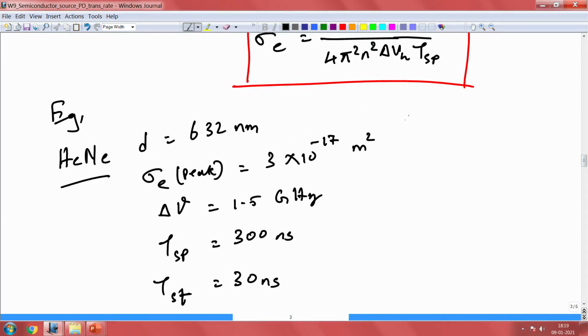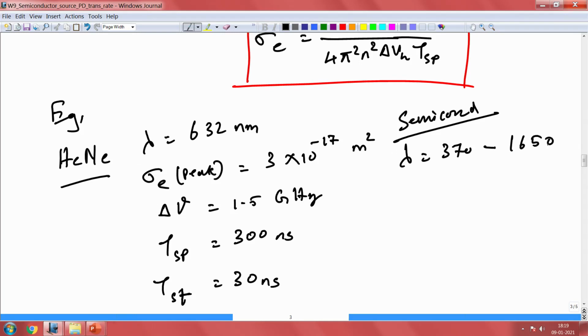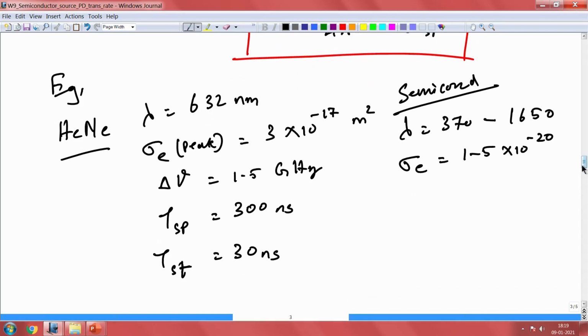You could also have them for semiconductors. For a semiconductor the values are pretty broad. Your wavelength here could be anywhere between 370 nanometers to about 1550 or 1650 nanometers. Your peak cross section here is going to be much smaller, 1 to 5 times 10 to the power of minus 20. This is a rather small cross section area, and that is the reason why you have the spectral width which is also pretty large.